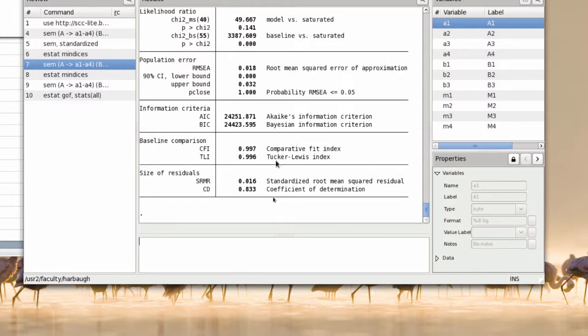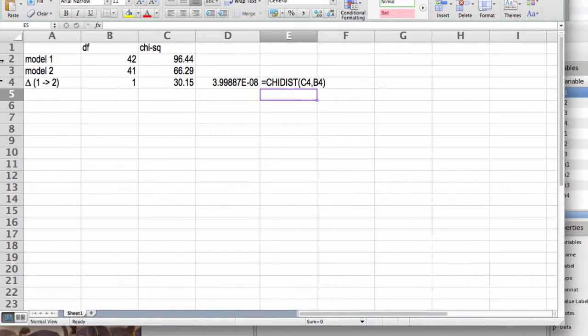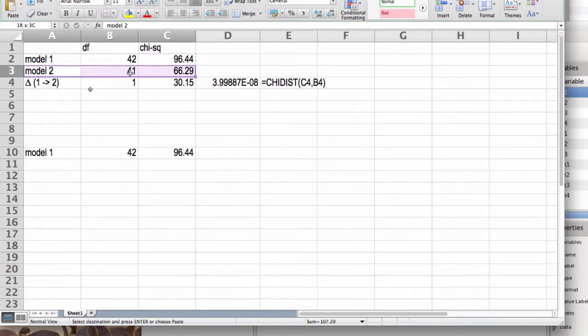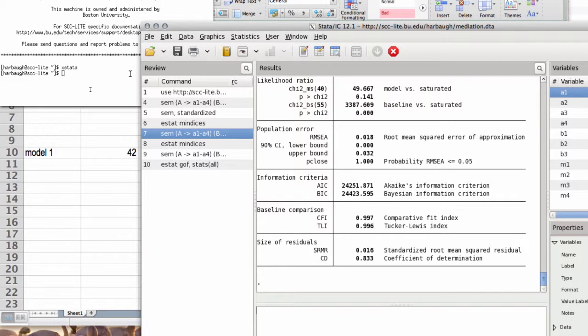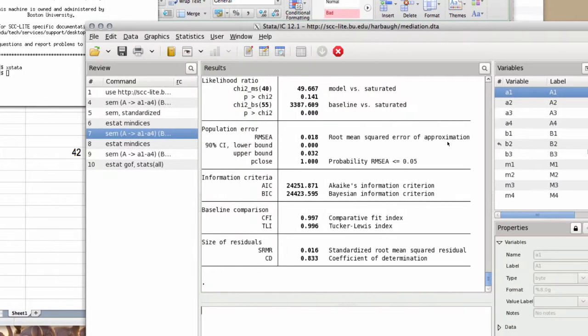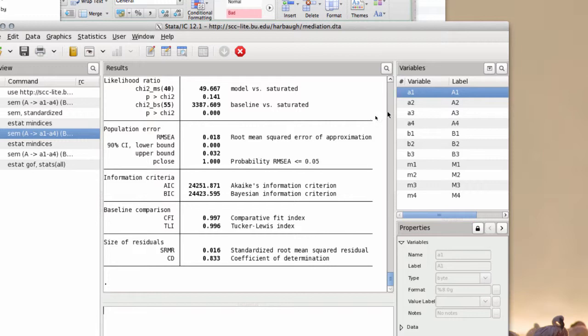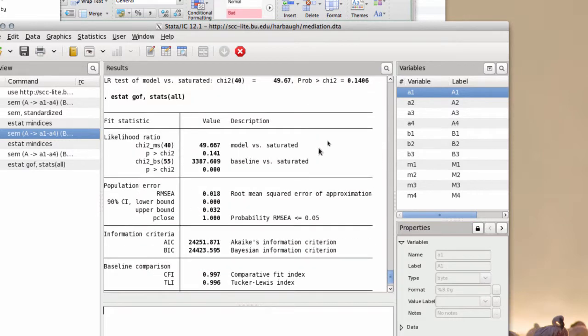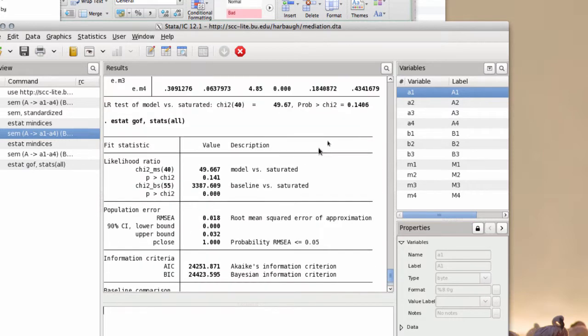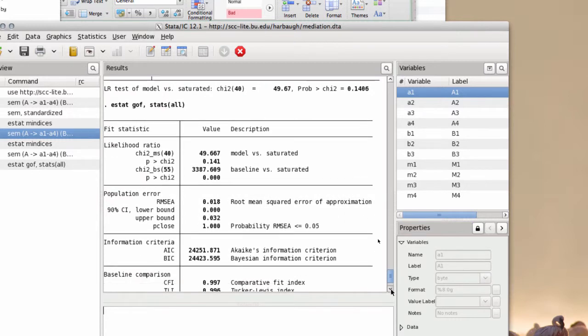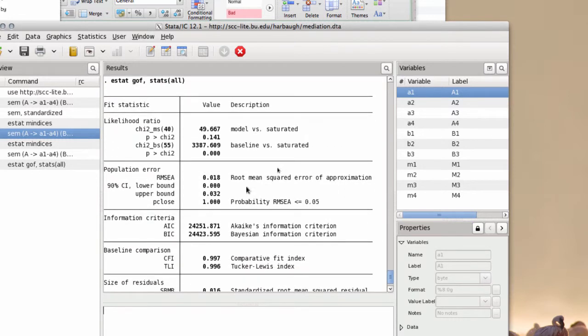So let me go back to Excel for a second, because now I'm going to take this. So this was model 1. Let me move this down here. Something's wrong with my command. E-stat, GOF, comma, stat, not stats. E-stat, stat. There we go. E-stat, and then it's stats all. Okay. Yep. I put S's on both of the stats. All right. Great.